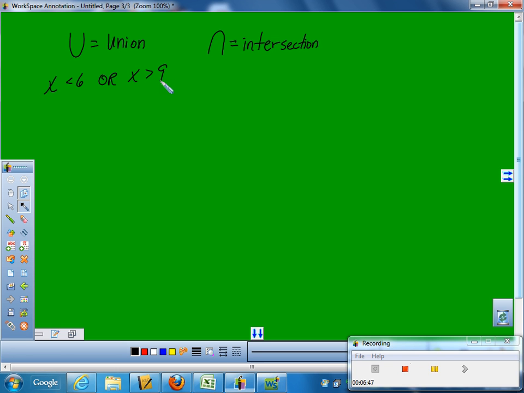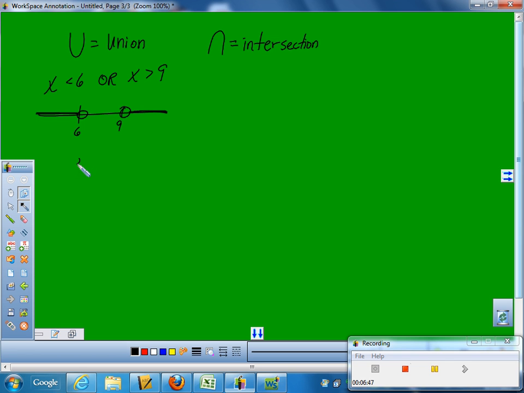When we wanted to say, if I graph this, if I say 6 and 9, this is saying x is less than 6. Old style, we would have done it that way. X is greater than 9. But now, if I want to write that in interval notation, how do I write this section here below 6? How do I write that with intervals?